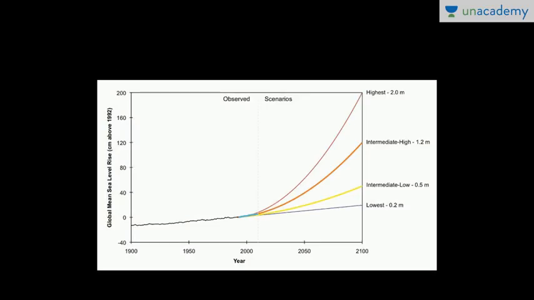Now this global warming is leading to mean sea level rise, right? And it is expected that the global mean sea level may increase by 2 meters by the end of this century, right? And this 2 meter increase may lead to catastrophic consequences, especially on the coastal areas. Okay. So these are the natural as well as anthropogenic factors that affect the climate.